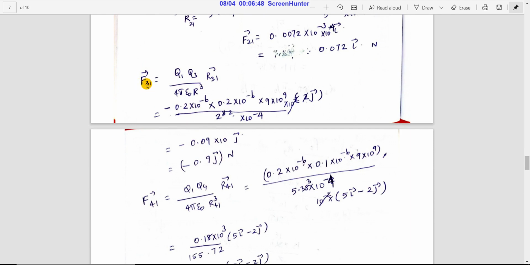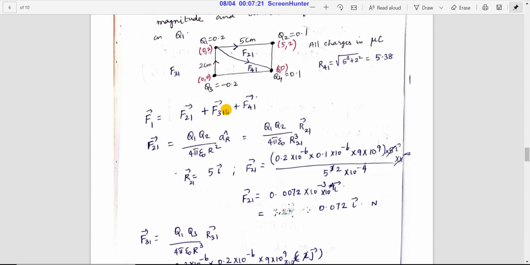Next we have to find out what is the force between the 3 and 1. So Q1 Q3 divided by 4 pi epsilon naught R cube into R31 vector. This particular thing is R31, the magnitude of the distance. So Q1 is minus 0.2 into 10 power minus 6. Q3 is minus 0.2 into 10 power minus 6. 1 divided by 4 pi epsilon naught is 9 into 10 power 9, into the R31.